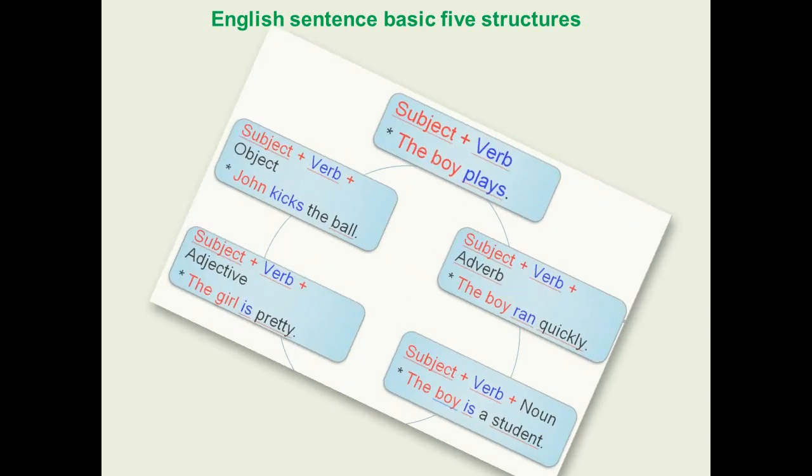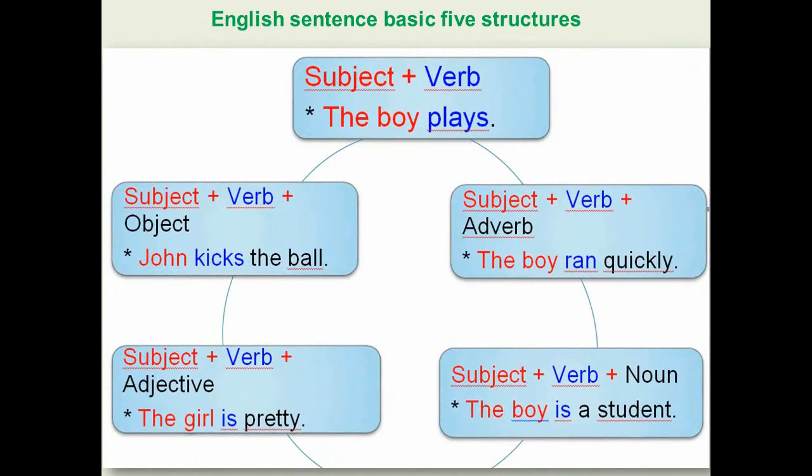English sentence basic 5 structures. Of course, we have 5 types of sentences in English. Now, let's start with the first one. Number 1, we have the subject plus the verb. For example, you can say, the boy plays. Of course, here the subject, the boy, and the verb plays.